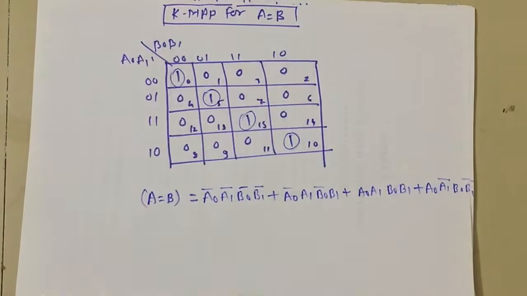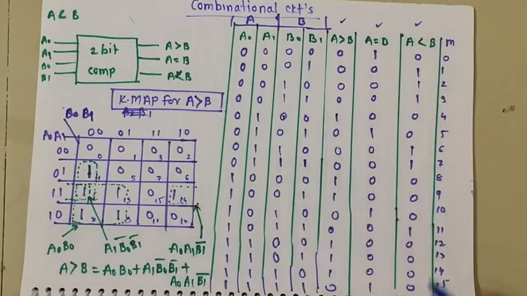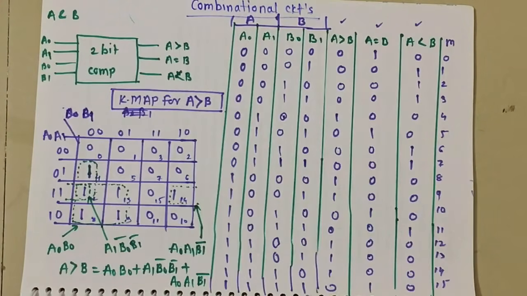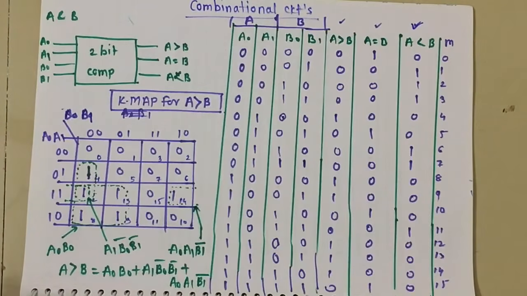Okay, now for the third output, again we have to find the equation. For that purpose we again have to draw the K map and find the equation for A is less than B. So this part I will leave for your homework, so you can find the equation for A is less than B.